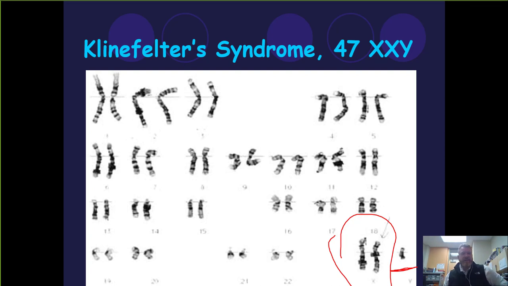And that's it. Really, what I expect you to be able to do is pick abnormalities out. I don't expect you to remember Klinefelter syndrome and Turner syndrome and all this other stuff, but I will expect you to be able to look at a karyotype and tell if it is normal, abnormal, male, or female. That is all.